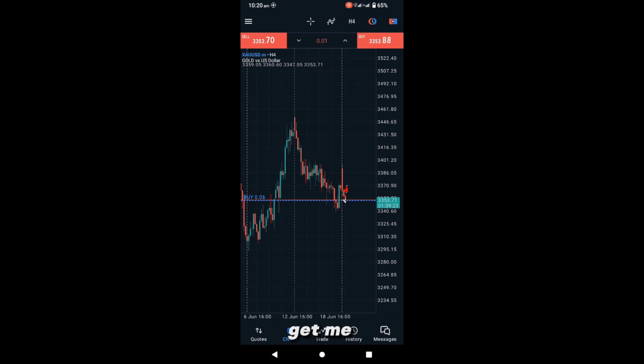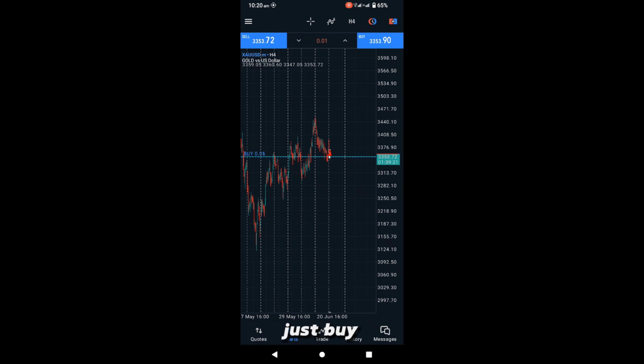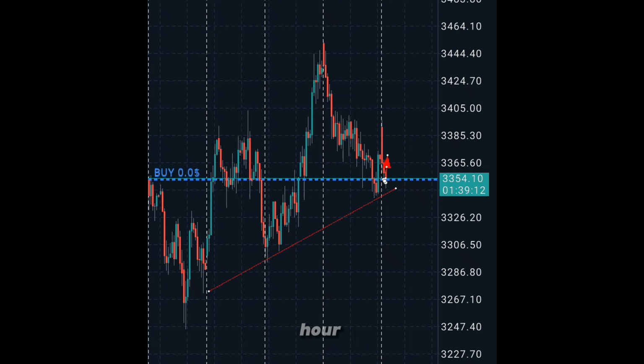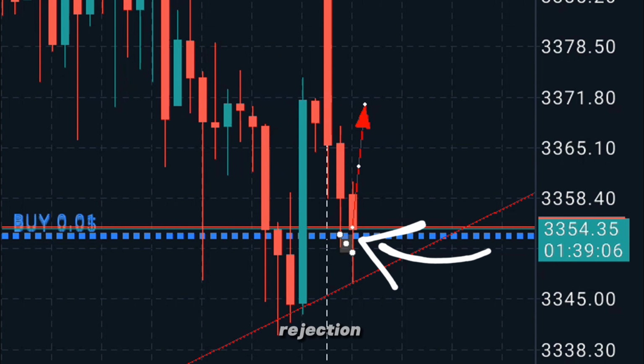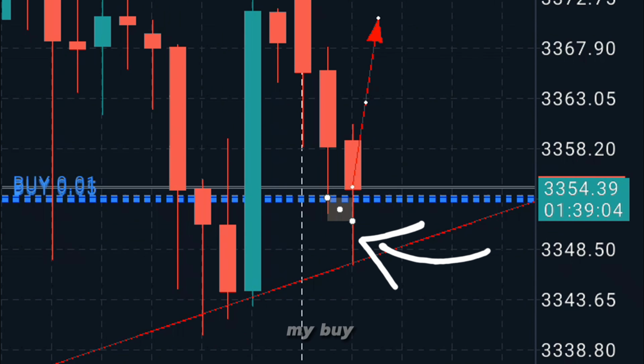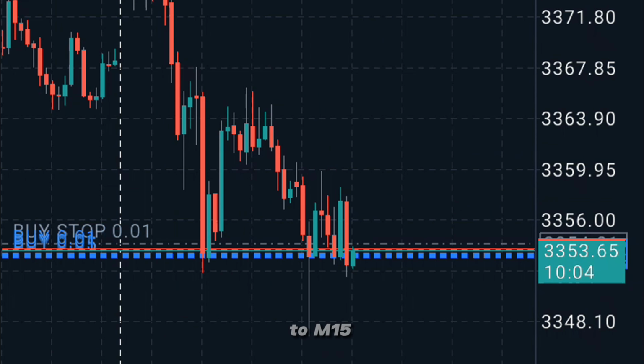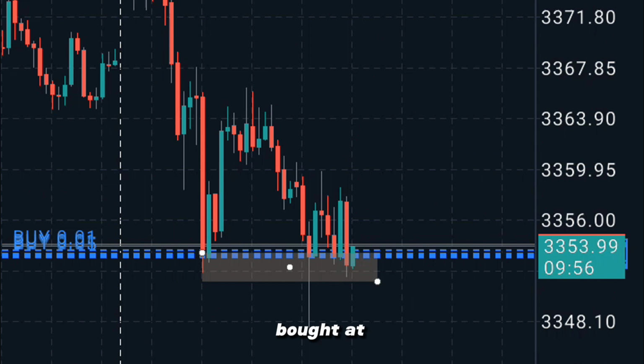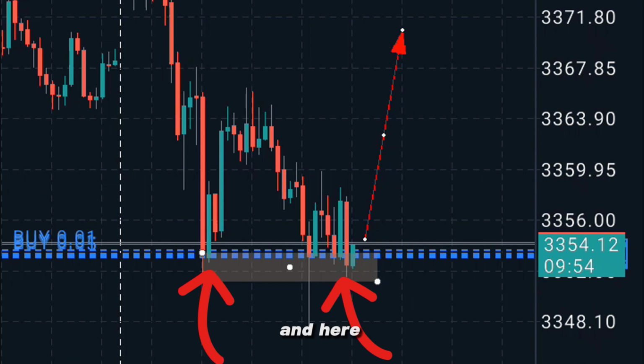So don't get me wrong, I did not just buy immediately. I chose to use this as my major confluence, but here is the technical analysis for you. So on this 4-hour, I see gold has just respected my buy trend line at the 4th touch, just by this wick rejection. Now to finally confirm my buy entry, I switch to M15, and here we have a strong demand zone. So I bought at this double bottom structure, and here we go.